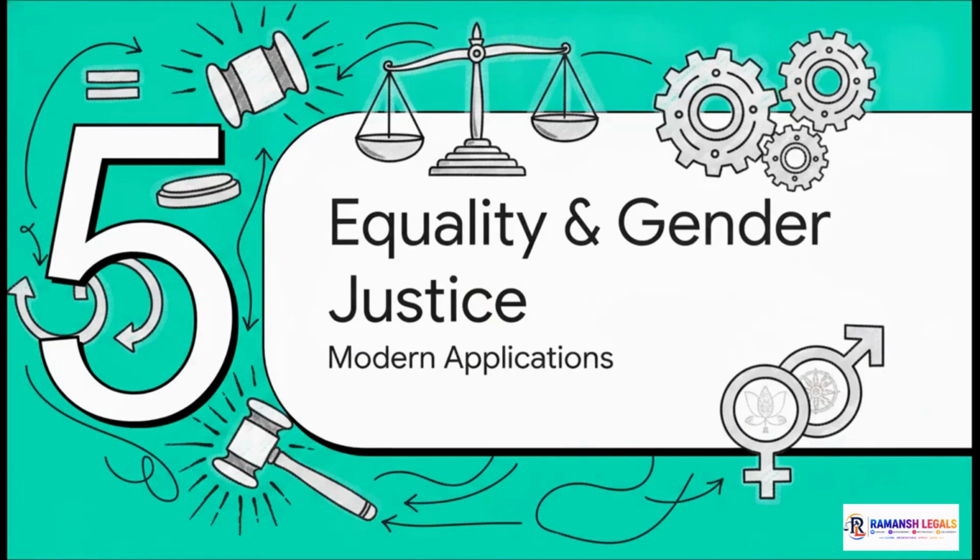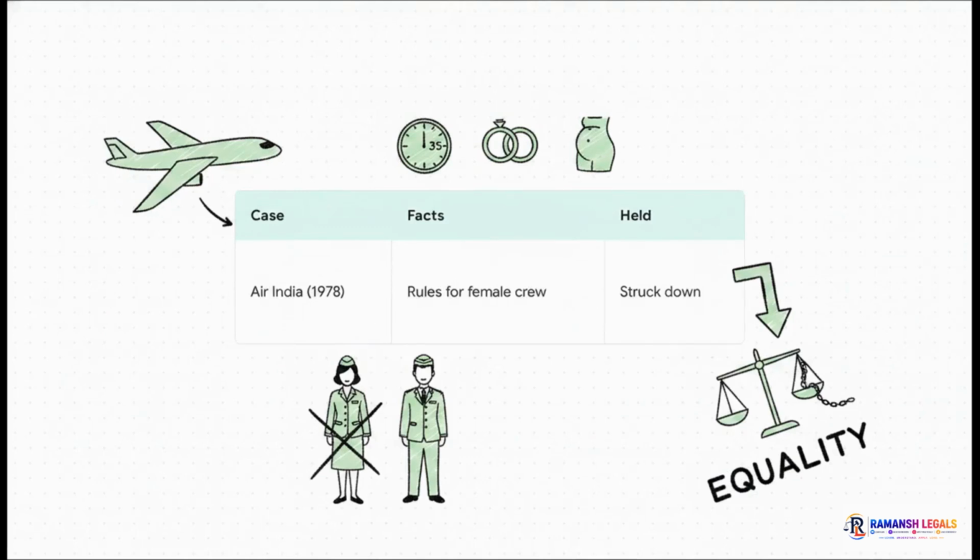Let's open our final section, Section 5, Equality and Gender Justice, to look at some modern applications. Let's look at the 1978 case of Air India versus Nargish Mirza. The facts here are pretty striking. Female flight attendants working for the state-owned airline were being forced to retire under 3 conditions: reaching 35 years of age, upon getting married, or upon their first pregnancy. Male attendants, however, faced no such rules. So what was held? Well, the Supreme Court applied the arbitrariness test and struck those rules down. They held that these requirements were official arbitrariness and hostile discrimination, which directly violated Article 14.